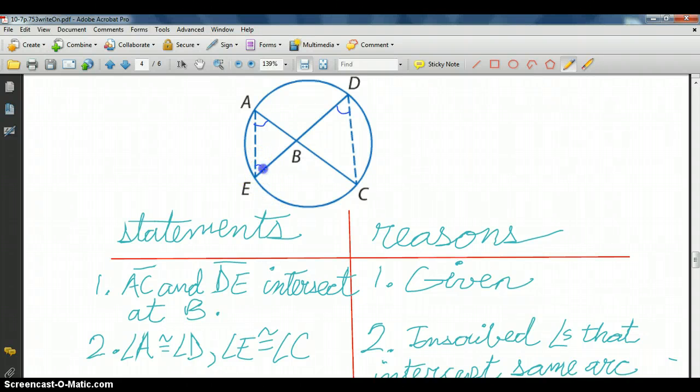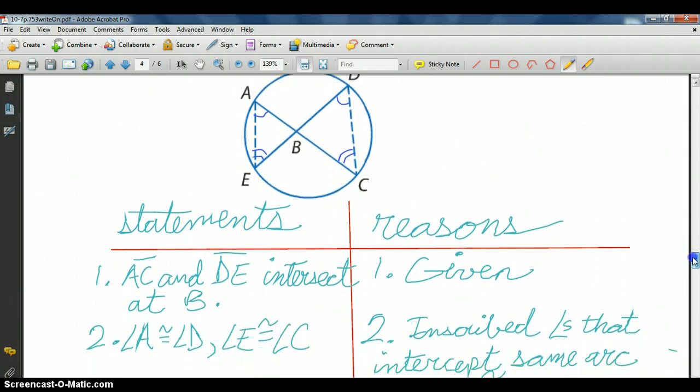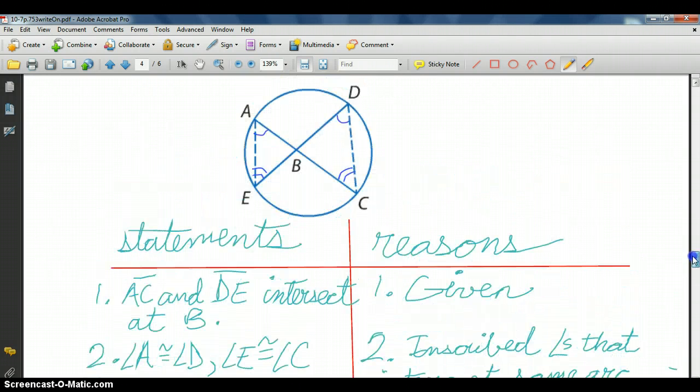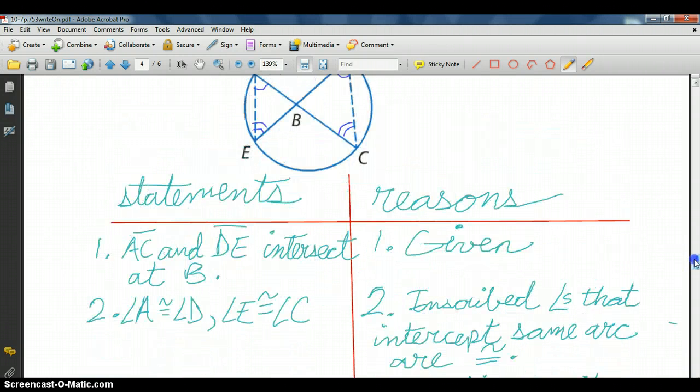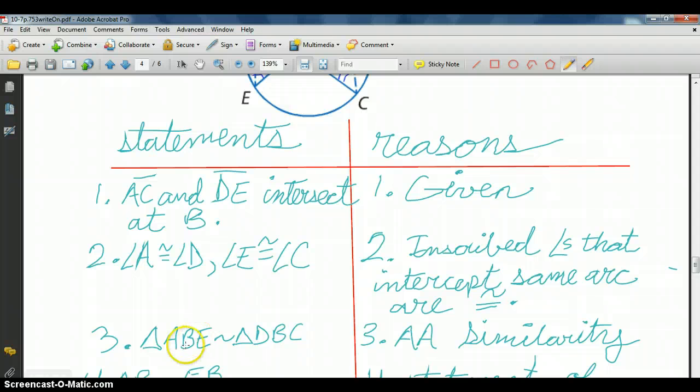Likewise, we can say that E and C are congruent, because those angles both intercept this arc, AD. So based off of this information, I have two angles of one triangle congruent to two angles of another. Therefore, the two triangles are similar by angle-angle similarity. Just make sure that you write those in the right corresponding order. So A corresponds to D, B corresponds to B, E corresponds to C.